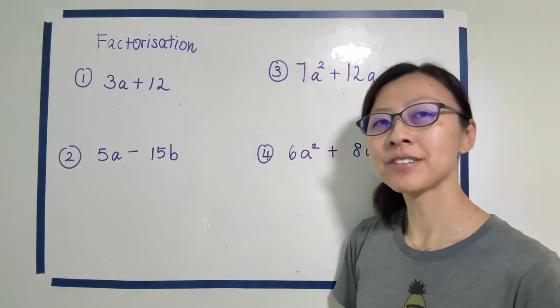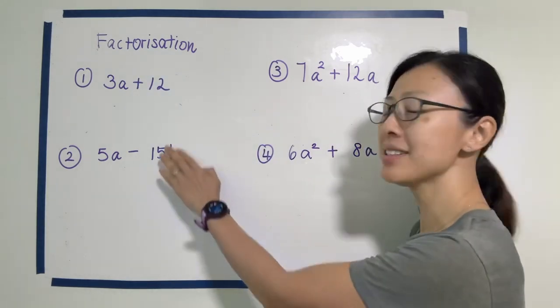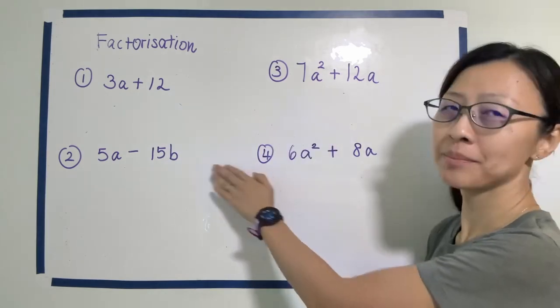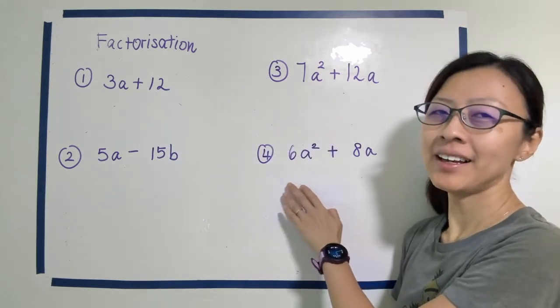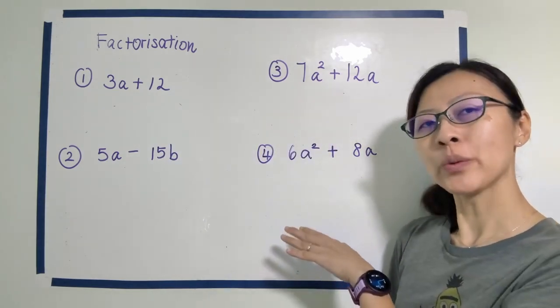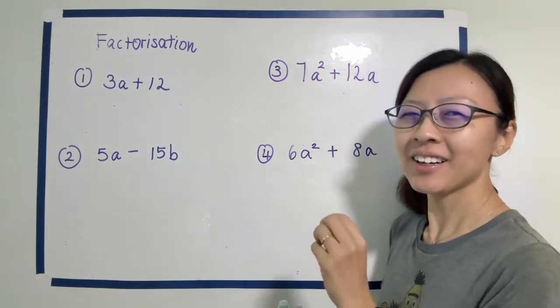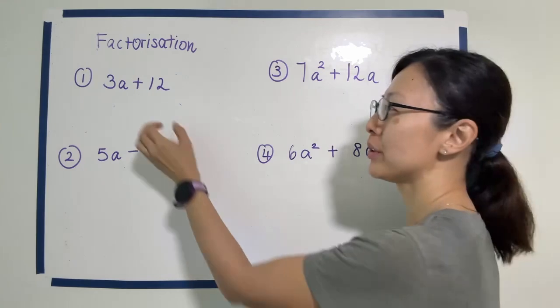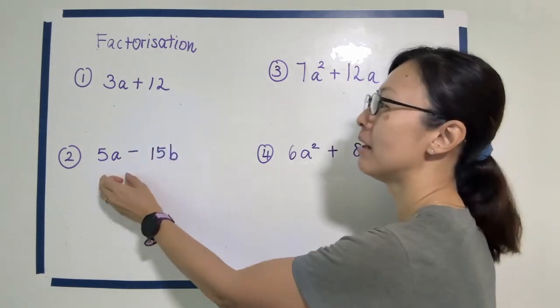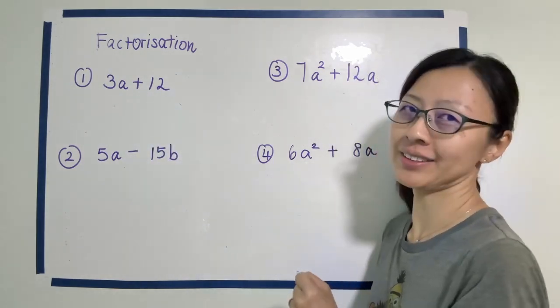Factorization involves us looking at expressions. So these are examples of expressions. And from these expressions, we are going to look at factors. Common factors with regards to each and every term of a single expression.